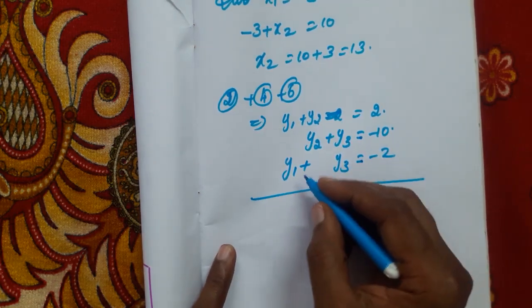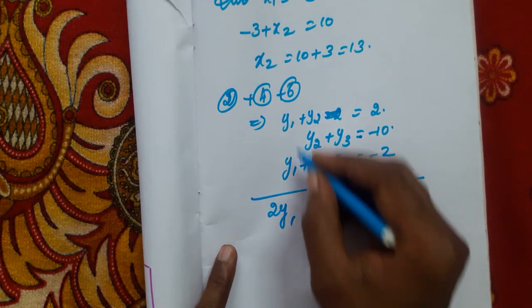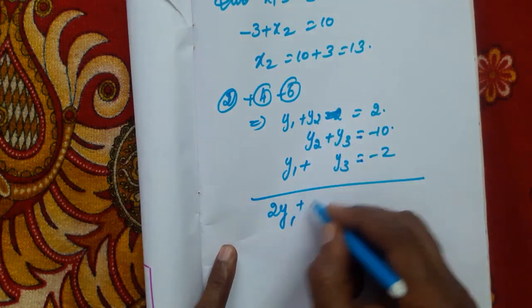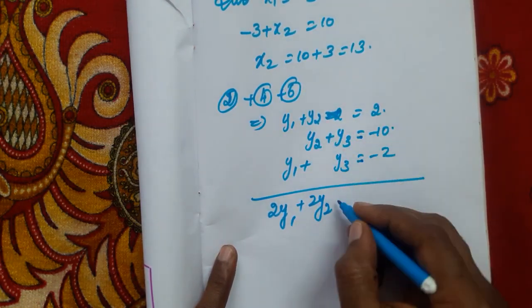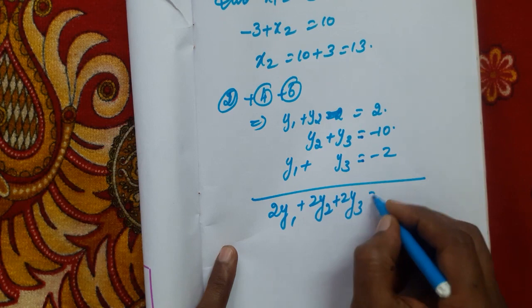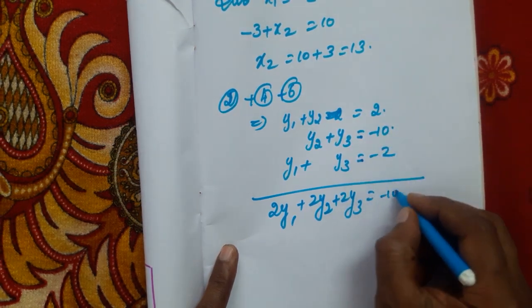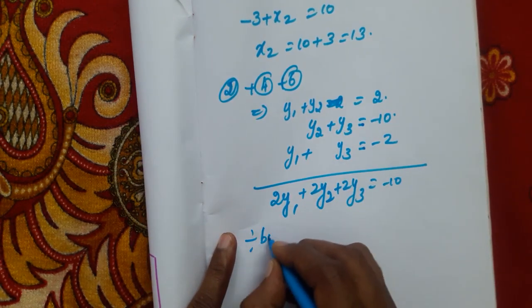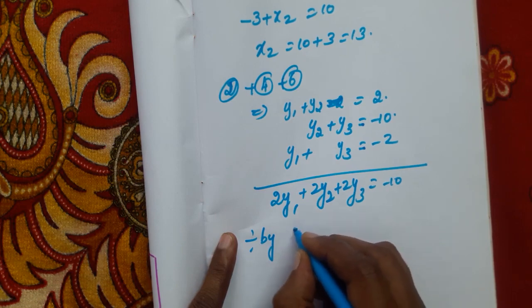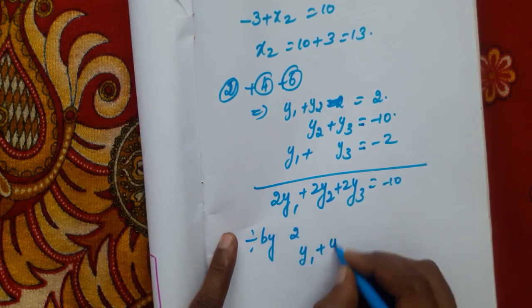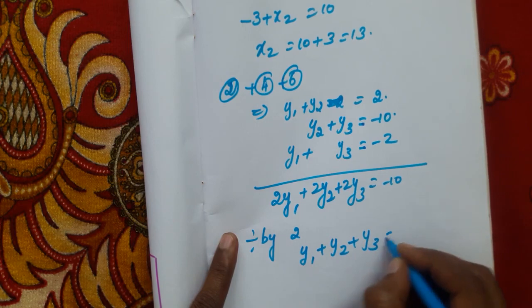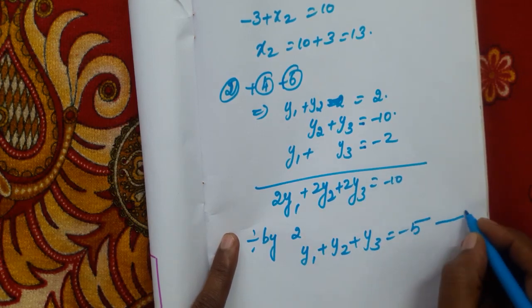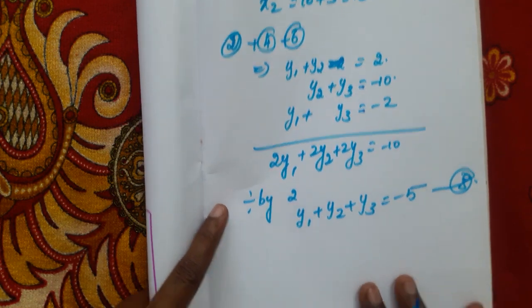When we are adding, y1 plus y1 means 2y1, plus 2y2 plus 2y3 is equal to, here, minus 10 we will get. Next, here also we can divide by 2. What will we get? y1 plus y2 plus y3 is equal to minus 5. This we can take as equation 8.